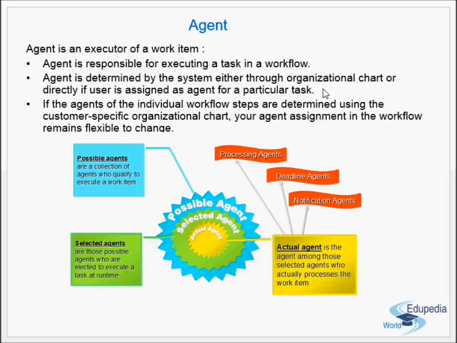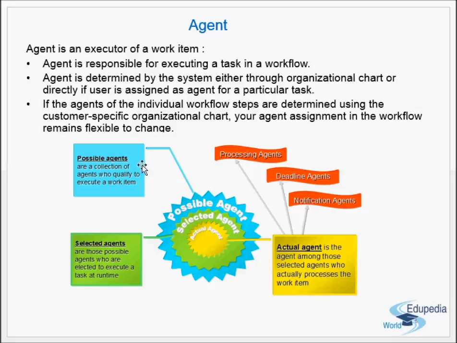So we have an organizational chart in our company. And what does the workflow do? It will check in the system which manager this user is a subordinate of. Depending upon that mapping, the agent for the approval step, that is the user for the approval step, who is the manager, is determined.